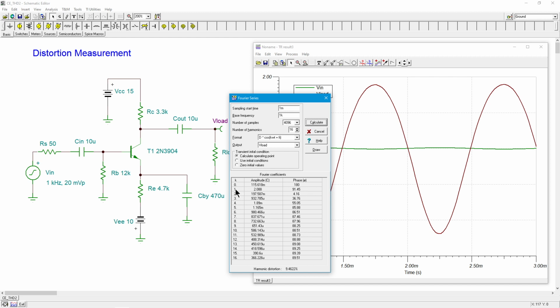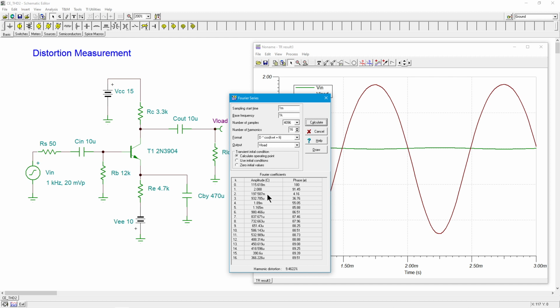So 1 is our base frequency. 0 is a DC offset. And then we just have the multiples. We started off with 1 kilohertz, so this is the 1K. This is 2K, 3K, 4K, 5K, and so on. So I can see my base input signal is just about 2.1 volts worth of original 1 kilohertz sine wave. But then I've got nearly 200 millivolts, right?